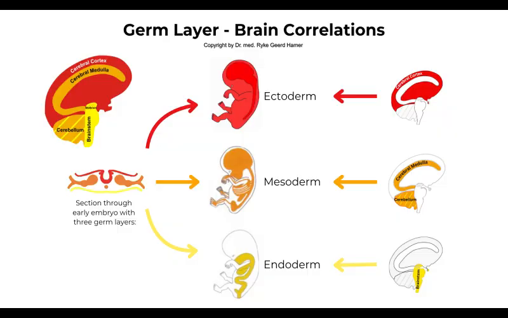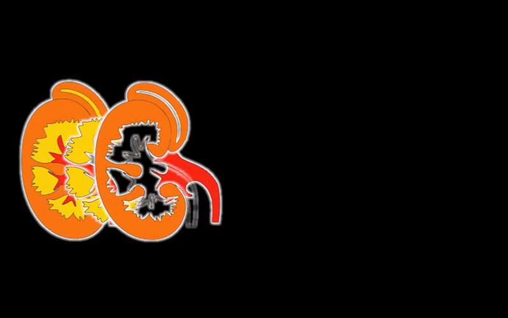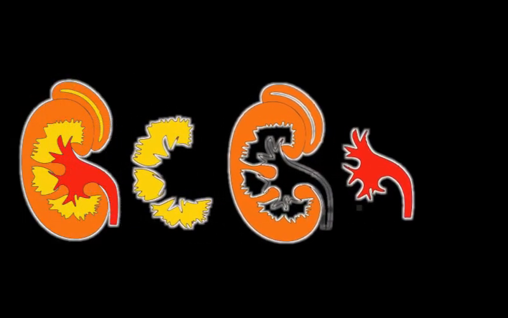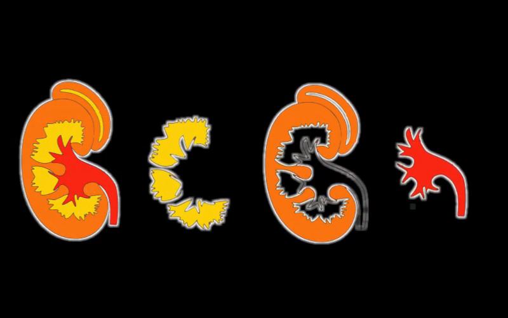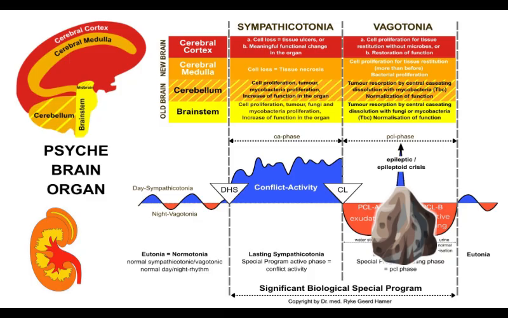In the kidney, there are tissue types that have developed from the inner, middle, and outer germ layers. The kidney, therefore, has 3 different conflict contents with 3 different meaningful, significant biological special programs, SBS for short. The kidney stones belong to the SBS territory marking. Before we get to the kidney stone that may become symptomatic, let's get back to the theory.